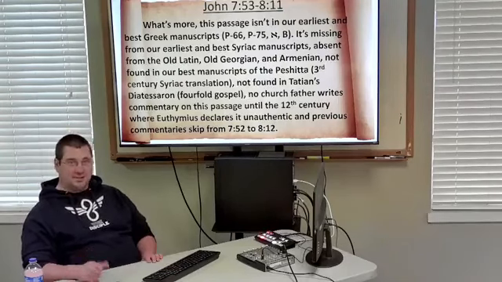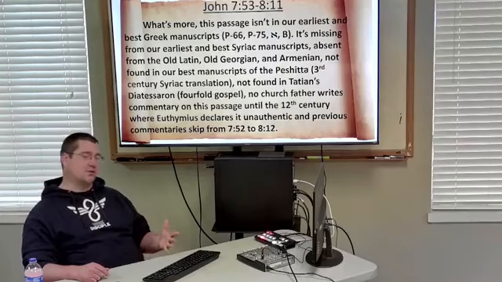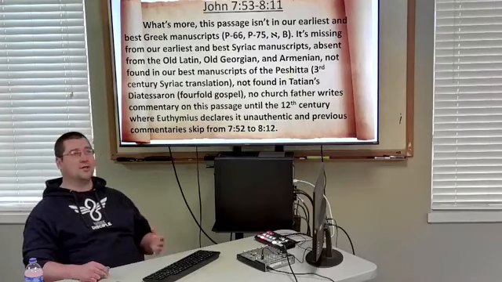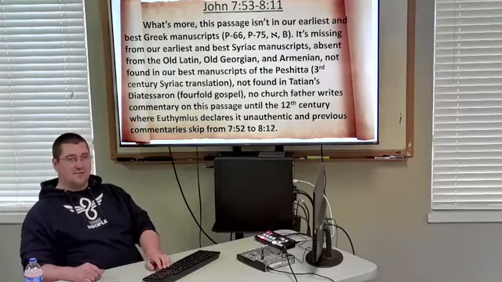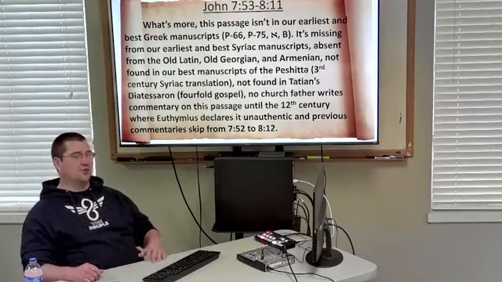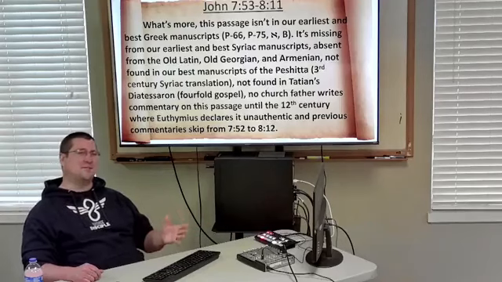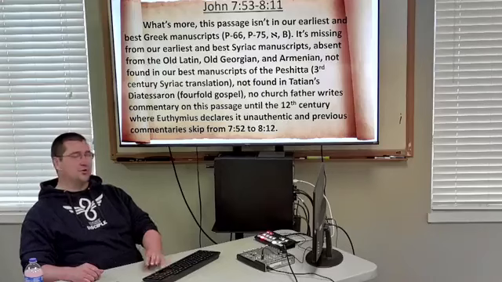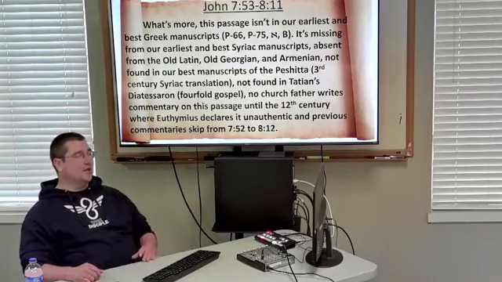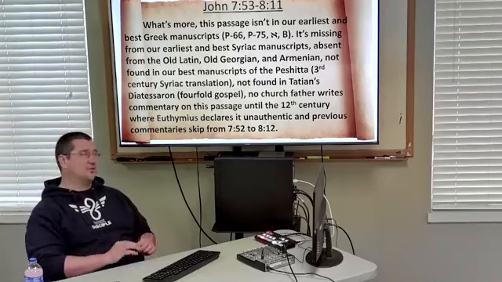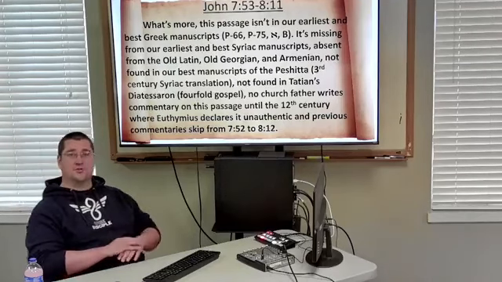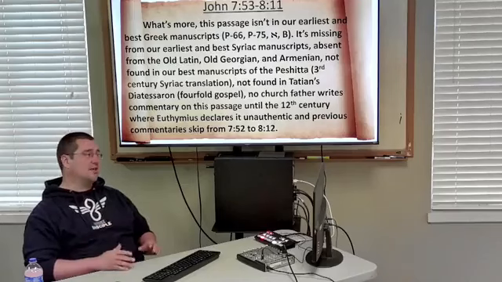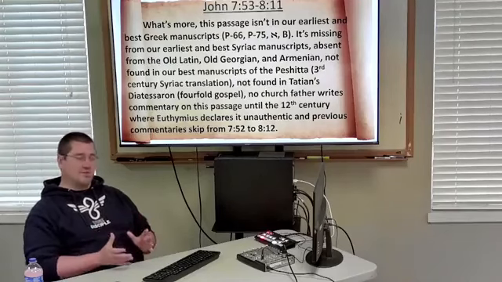So you have P66, P75. P66 is our earliest manuscript of the Gospel of John. That is a complete manuscript to some degree. And you have P75, another very early manuscript. P66 is like 2nd century, P75 is something like late 3rd century. Aleph and B, which are Codex Sinaiticus and Vaticanus, these are literally our 4 earliest manuscripts for the book of John. So if we were trying to look for a reading, there's nothing earlier than these 4, and none of them have this story.